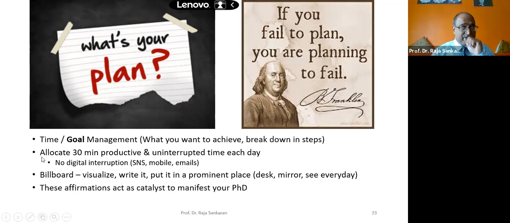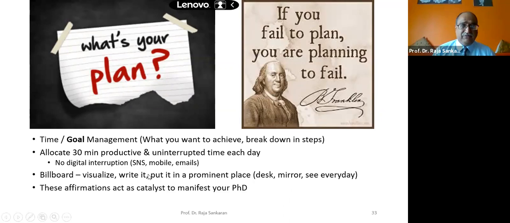Again, the next is, there are a lot of scholars present here who might be on the executive PhD as well. And even for those who are regular, you need to allocate at least 30 minutes of productive time each day. It should be uninterrupted. That means no digital interruptions in any form, be it on social networks like LinkedIn, Facebook, or sending and receiving mails or mobile phones. You must have a total digital silence, let me put it this way, and then work with this focused approach on whatever you do, whether you do literature review or your analysis. So work in such a way that you have this consistency.